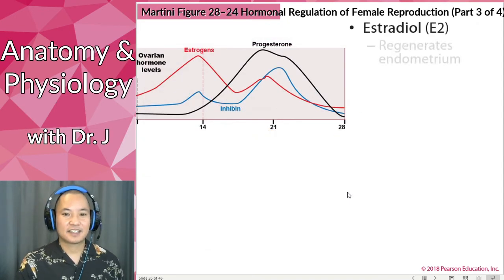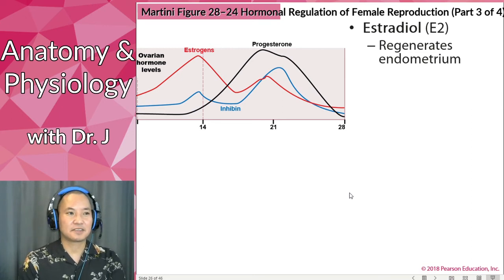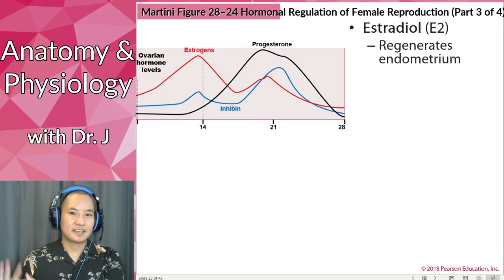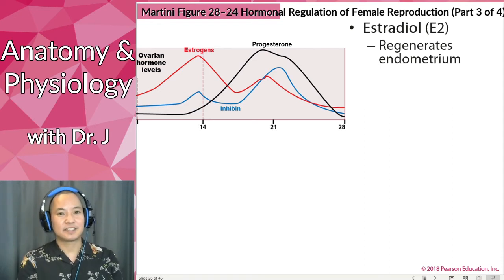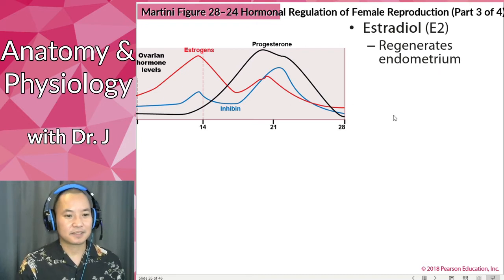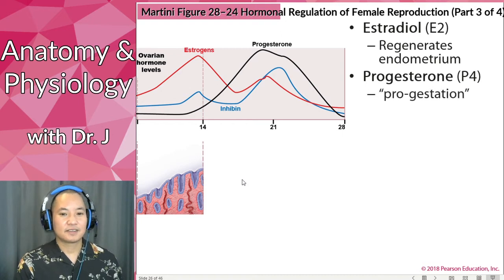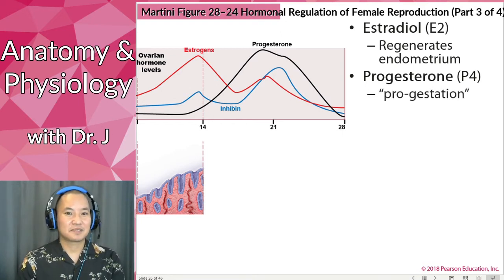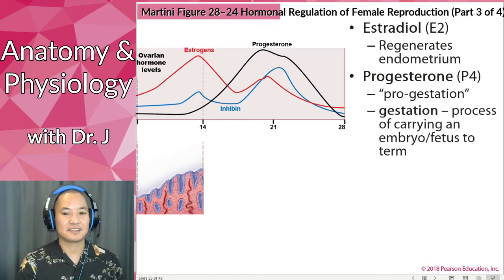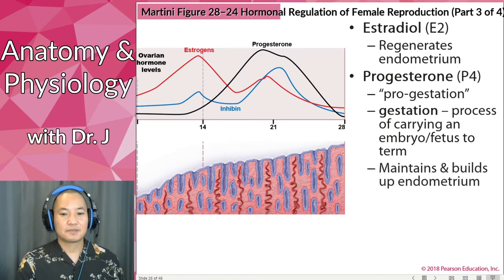Now what happens is that estradiol, this is very important. A common misconception is that progesterone is the only one for the endometrium. Actually, estradiol is the one that starts off the regeneration of the endometrium. So during this part, you actually have a buildup of the endometrium. The endometrium is undergoing mitosis, and then progesterone, which sounds like progestation, comes in. And what's gestation? Well, gestation is carrying an embryo or fetus to term. So what it does is it maintains and builds up the endometrium.